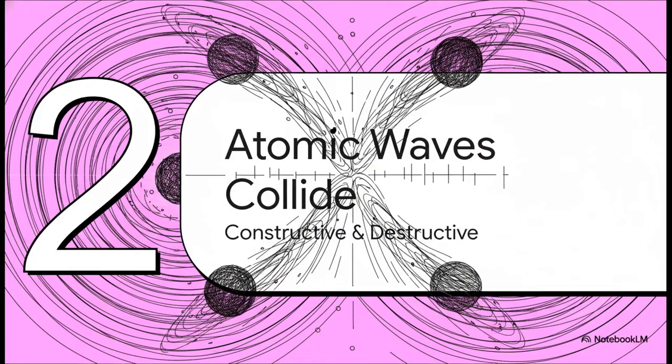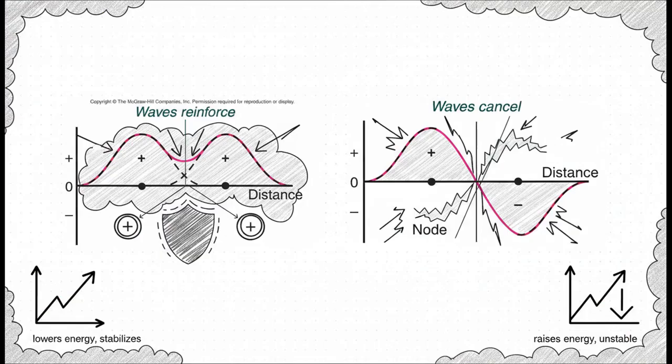Moving right along to part 2, when atomic waves collide. Because these orbitals are literally wave functions, they act exactly like physical waves. Think of ripples expanding in a pond. When these waves interact, their amplitudes can reinforce each other through what's called constructive interference. This builds up electron density between the nuclei, shielding them and forming a nice, stable, bonding molecular orbital. But if the waves are out of phase, well, destructive interference cancels them out completely. This creates a dead zone, a node with zero electron density. That pushes the nuclei apart, spikes the energy, and forms a highly unstable antibonding orbital.